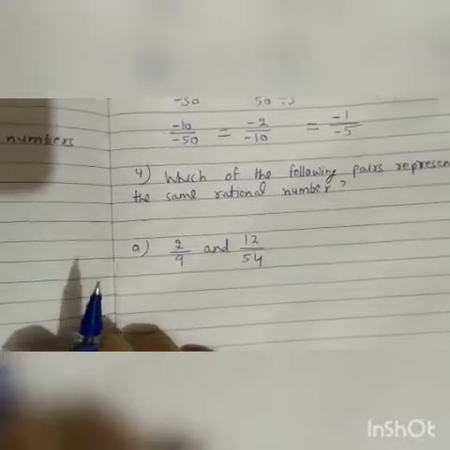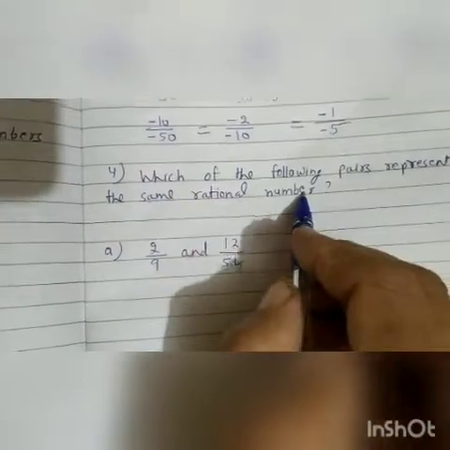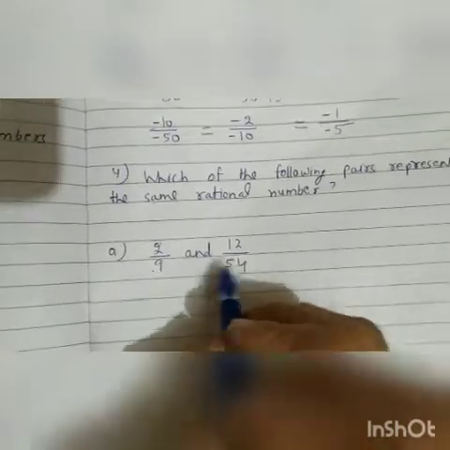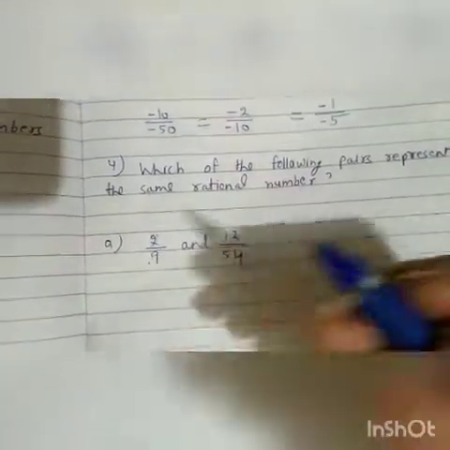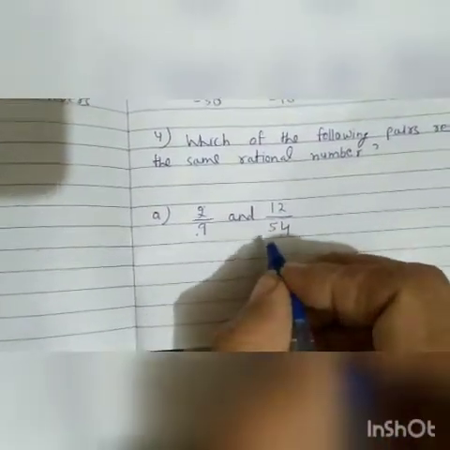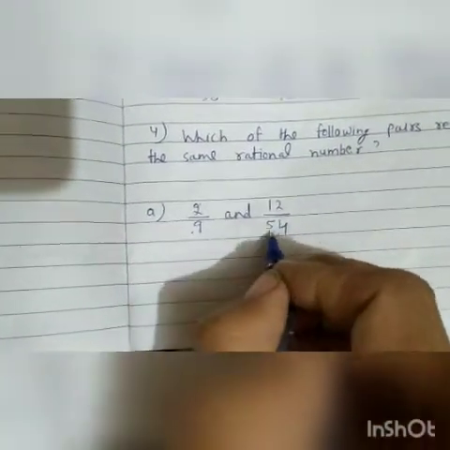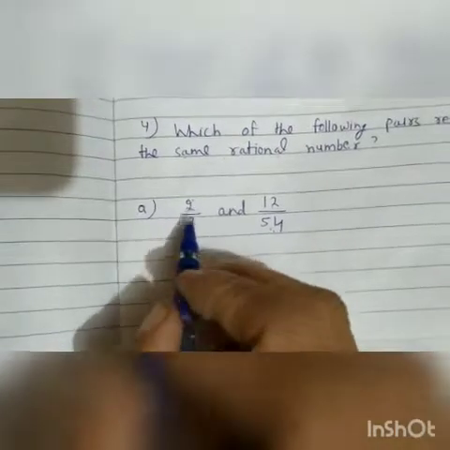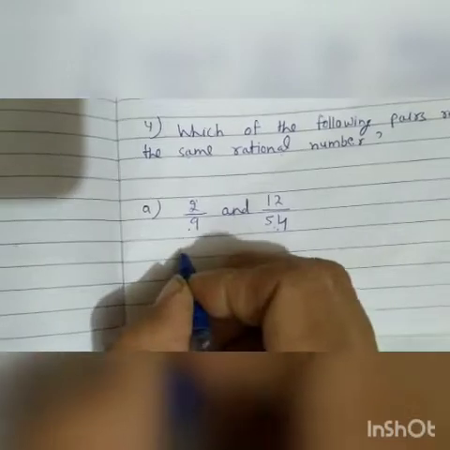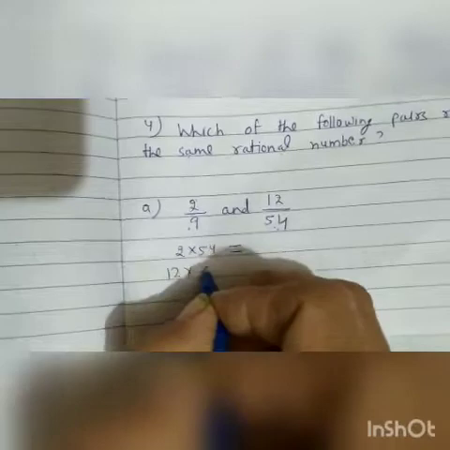Okay. Now come to question number 4. Which of the following pairs represent the same rational number? Here two rational numbers are given. We have to check whether both these rational numbers are same. Same means again equivalent or not. So how can we check? To check whether given rational numbers are same or not, we will do cross multiply. Cross multiply means we will multiply this 2 with 54 and this 12 with 9. So we will write 2 multiply 54 and 12 multiply 9.